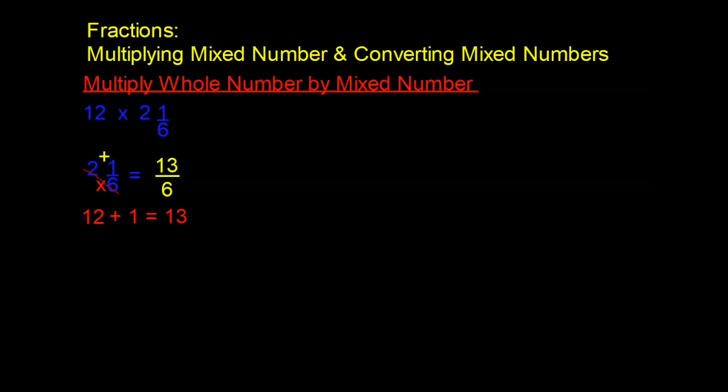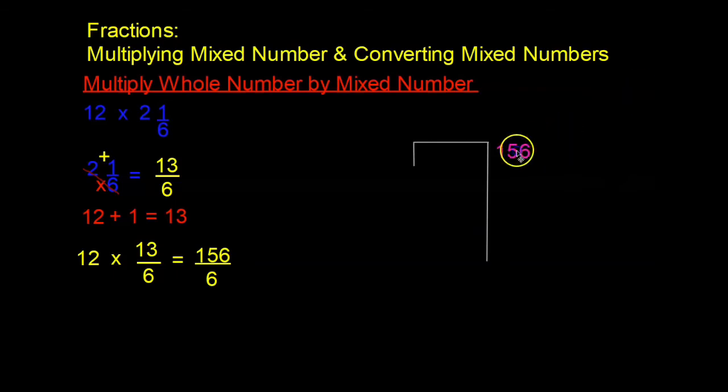13/6. Now we're going to rewrite this problem as 12 times 13/6. We will multiply the whole number 12 by the numerator 13. That's going to give us 156. And our denominator, remember, is 6, so we leave it as 6. This will give us 156/6. In order for us to solve 156/6, we need to divide. 156 over 6 is the same thing as saying 156 divided by 6. So we're going to use division to finish solving this problem.